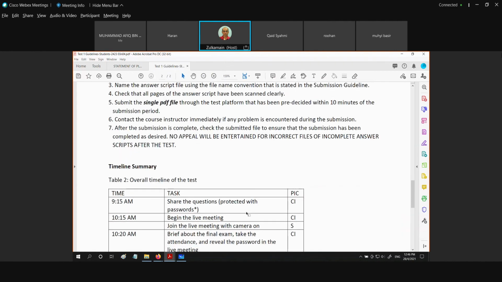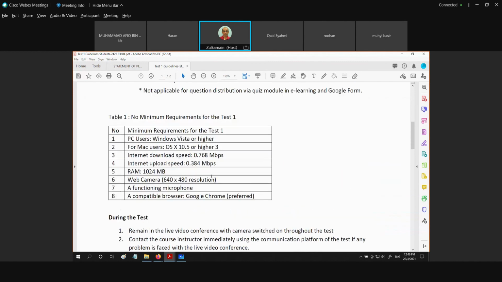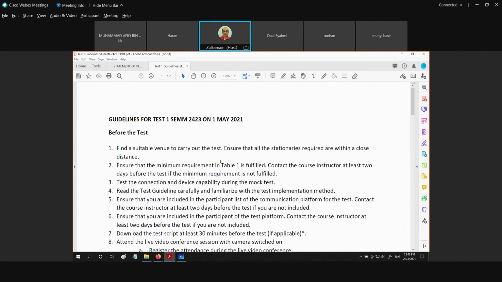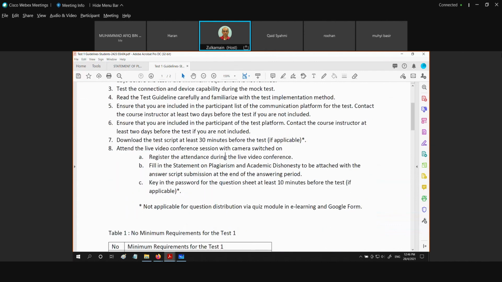This is our guideline. Please read the guideline. This is the SOP. Kita semua dah baca pun sebenarnya benda ni. Jadi cuma to recap back. Just to recap back. Please read everything.